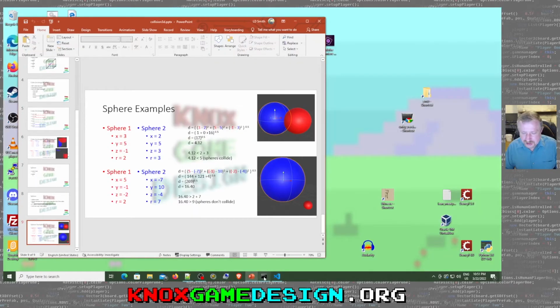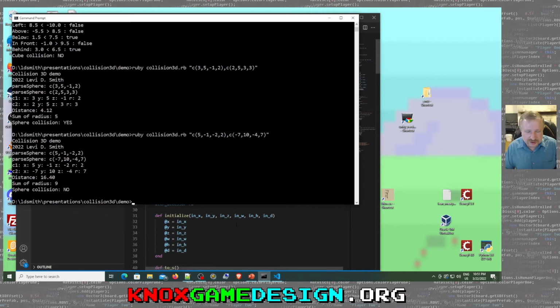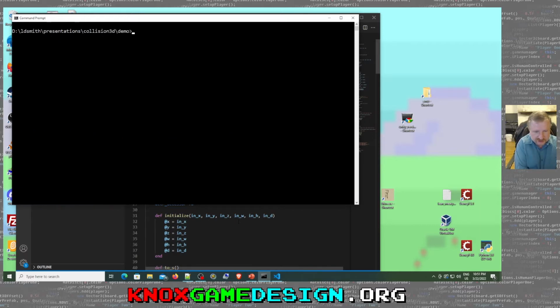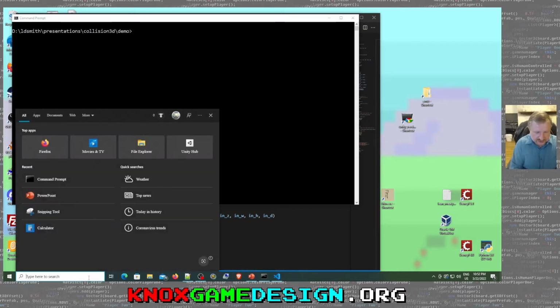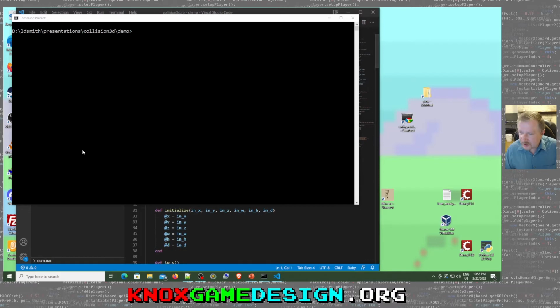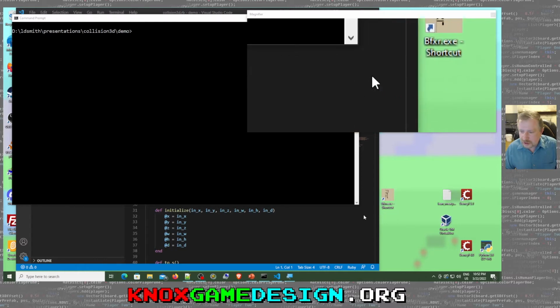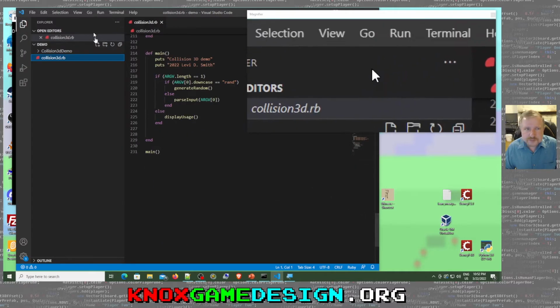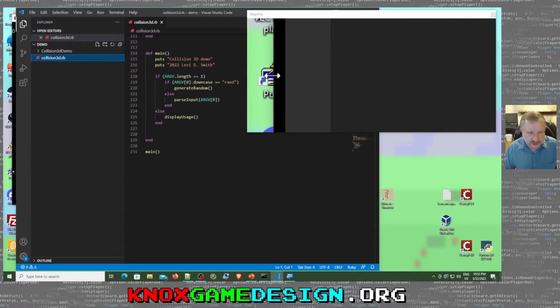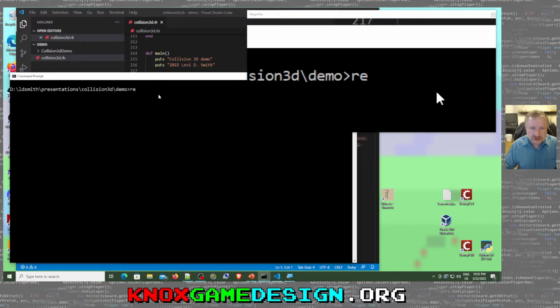That's all for the presentation slides, but I was going to show a quick little program that I wrote. I did this in Ruby just because Ruby's fast and I like Ruby. But if anybody out there wants to re-implement this example in JavaScript or whatever, be my guest. So this is a little program that I wrote, Ruby collision 3D.